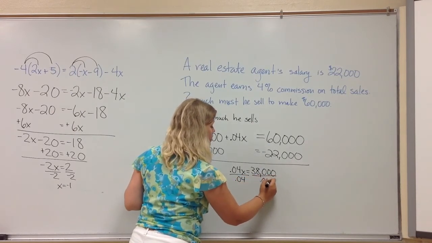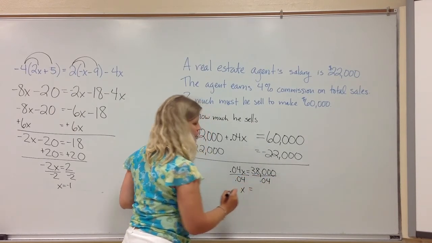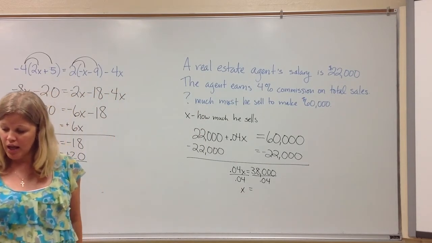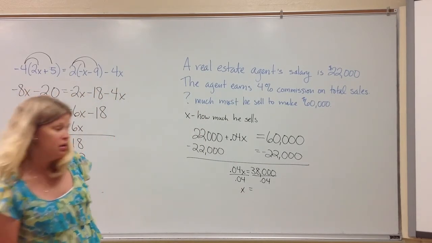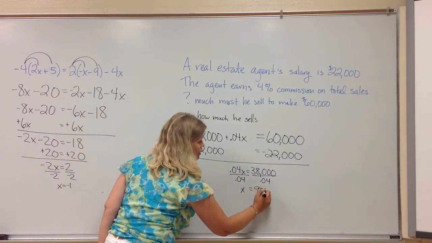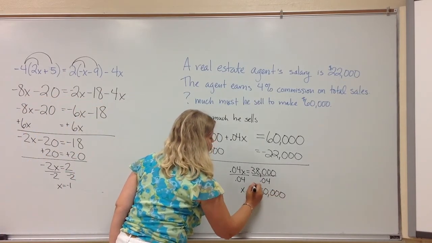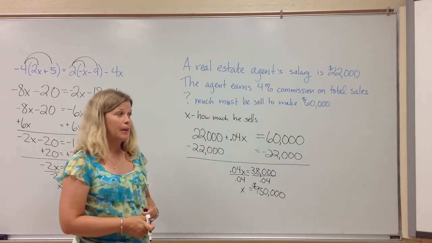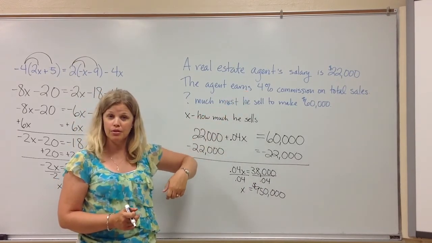Now, this is where those calculators are really going to come in handy. You're going to go ahead, you're going to figure this out, and I think you should get, wow, he has to sell almost $1 million to make $60,000. But I guess that's what happens when you only earn 4%.